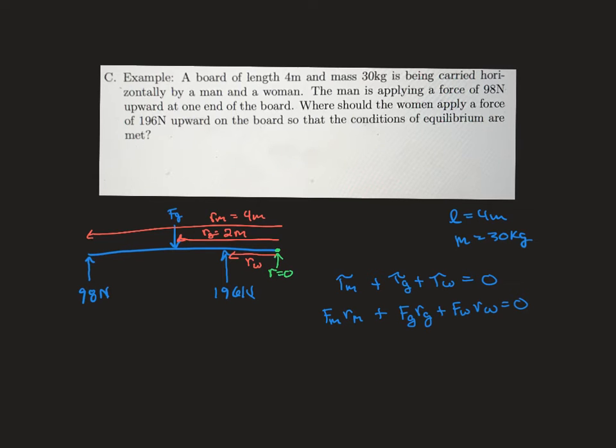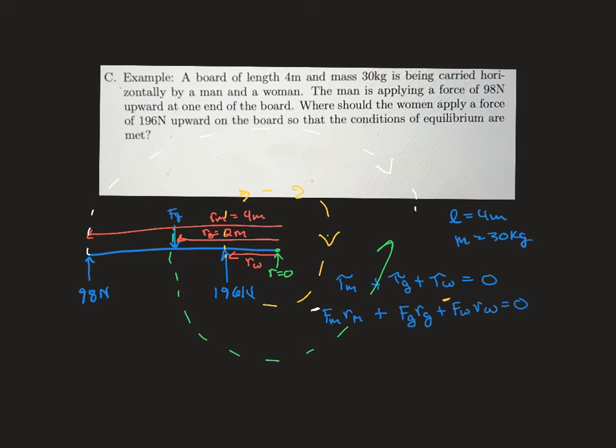And we also need to decide whether they're positive or negative. So this one applied upward like this is clockwise, so it will be negative. This one is applied down around like this, so it will be counterclockwise, so it will be positive. And then the man is applied up like this around the center point, which is clockwise, so it'll be negative.